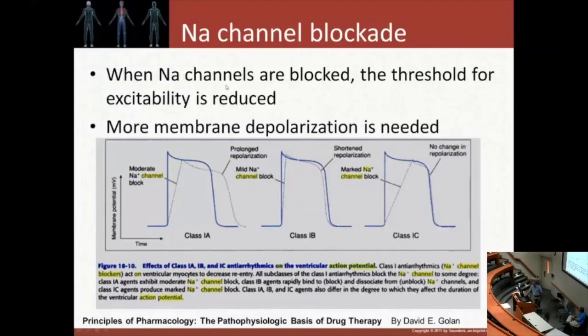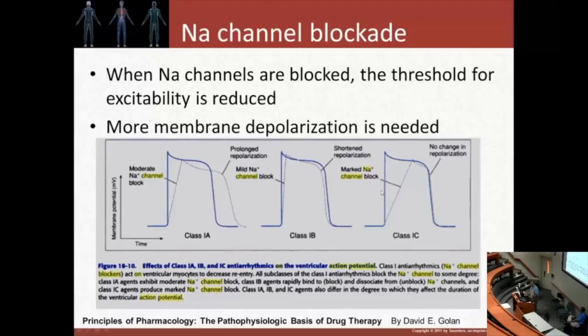So let's talk about the sodium channel now. There are three different subclasses of the sodium channel blocker, and really the difference between these agents is the membrane repolarization shape of this curve. The class 1A agents have relatively moderate sodium channel blocking with a prolonged repolarization. The class 1B agents have relatively mild sodium channel block with a shortened repolarization, and the class 1C agents show a marked sodium channel blockade and no change in the repolarization.